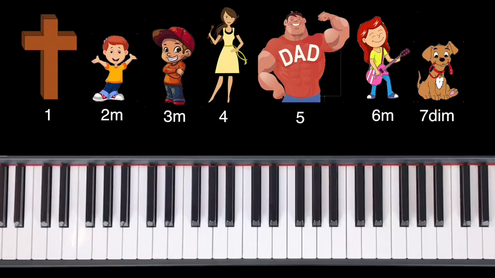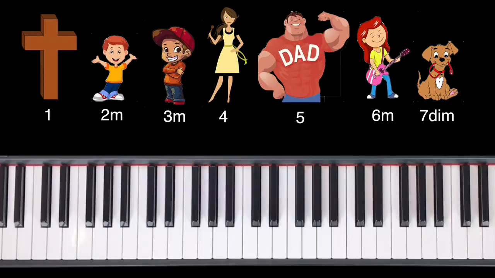Here's what you need to know about chord families in a nutshell. First, chord families are built from the major scale. Second, chords 1, 4, and 5 are major. Third, chords 2, 3, and 6 are minor. And fourthly, chord 7 is diminished. Okay, so let's break it down.